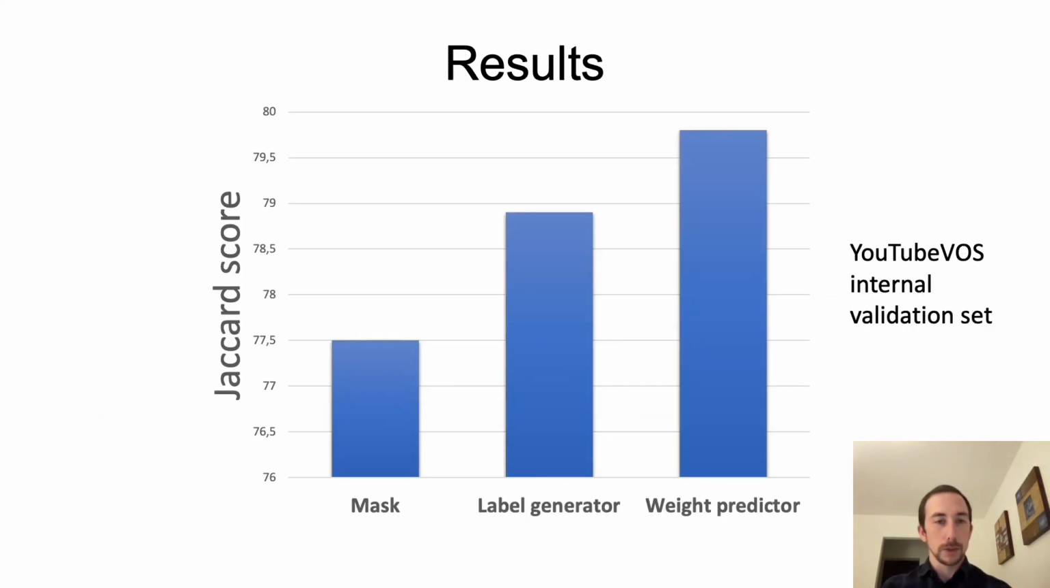Now let's look at some results. The first version here only utilizes a single channel mask as encoding for our online learner. So this corresponds to the first version I showed you. Then here we integrate the label generator module, which leads to a substantial performance boost. So we can capture a much richer encoding of our mask using this label generator. Also, the weight predictor has a substantial impact on performance.